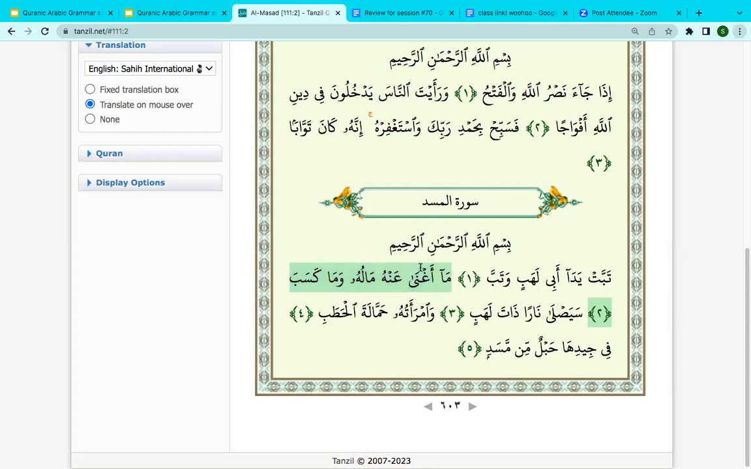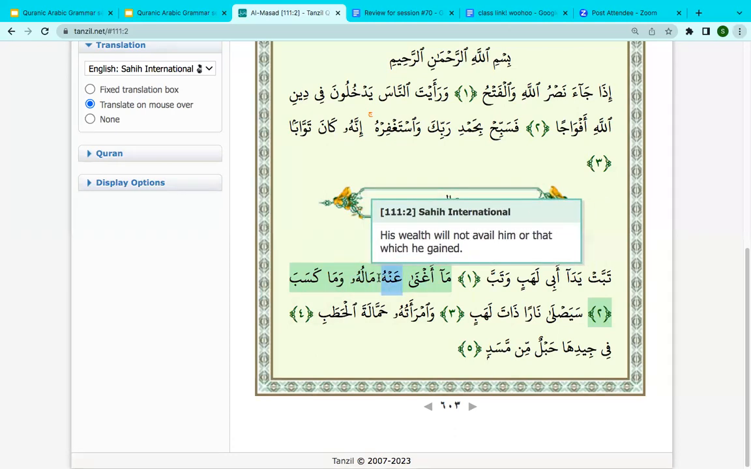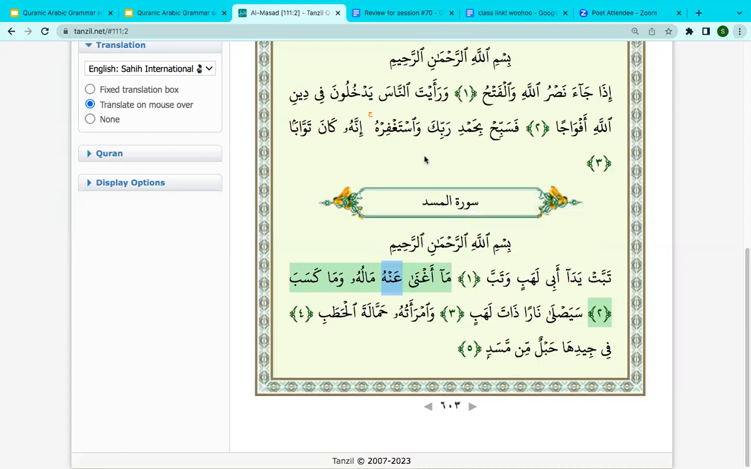You found your fail. You had damir mustatir hua, so you knew there can be an outside doer, and you spotted it there and then, right? Maluhu. Then mutalik bil fail came before your fail, which is not a standard sequence that we normally see, but it is there. Then comes your waw, and then comes your ma. So this ma is following malu in status. His wealth will not avail him, and whatever he earned will not avail him.